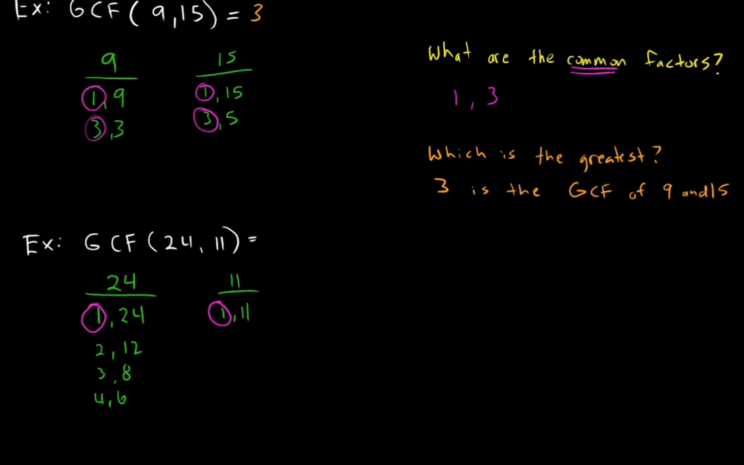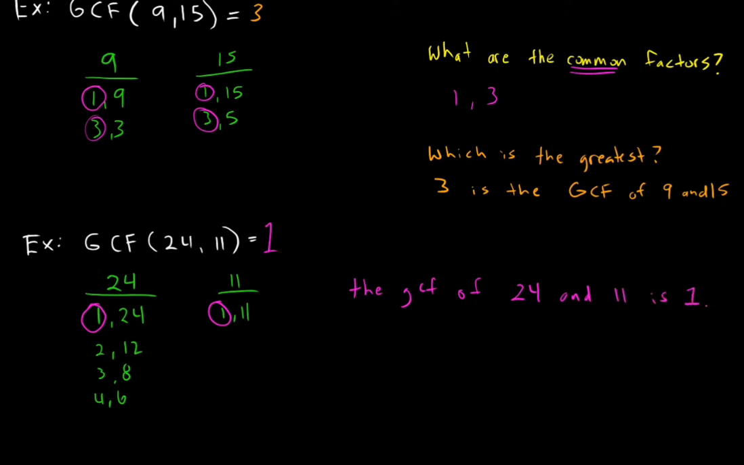And if we look through the list, there are no other factors that they both share, right? So 2 can divide 24, but 2 doesn't divide 11. That's why it's not there. It's not a factor. So we can just say that the greatest common factor is just 1, right? So the GCF of 24 and 11 is 1.